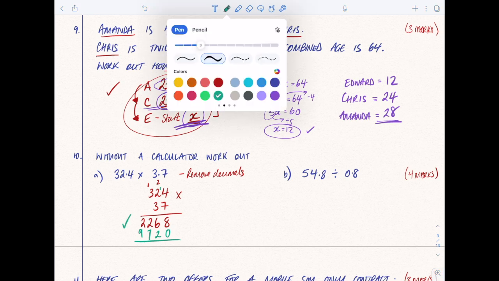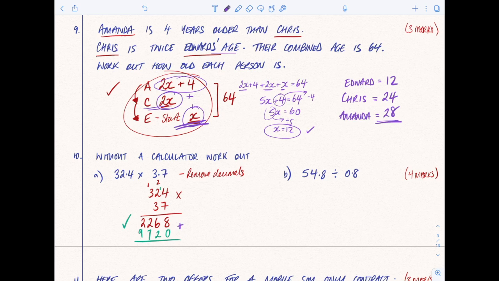And then from here, all you need to do is just add those together. So 8 plus 0 is 8, 6 plus 2 is 8, 7 plus 2 is 9, 9 plus 2 is 11. So for having 11,988 somewhere would get you a second mark. And then you need to figure out where to put your decimal.